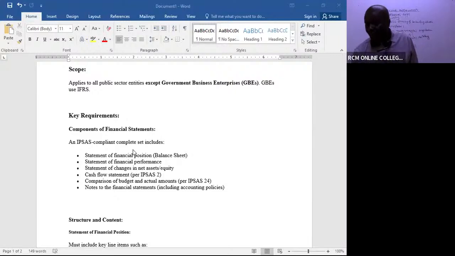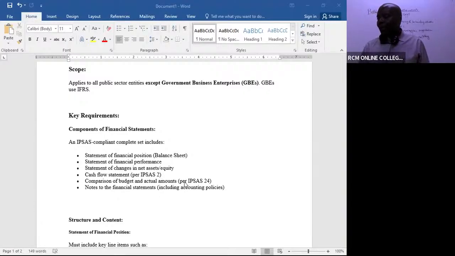expect you to be having a statement of financial position, what basically we call the balance sheet, a statement of financial performance, a statement of changes in net assets or equity. You must have a cash flow statement as per IPSAS number 2. Then you must have what we call comparison of budget and the actual amounts as per IPSAS number 24.